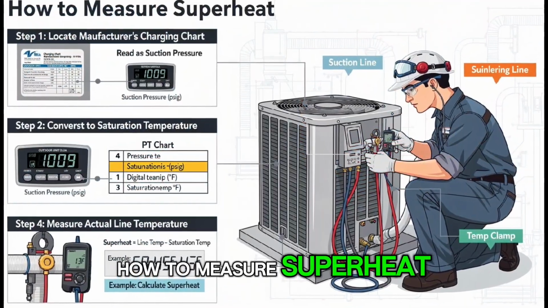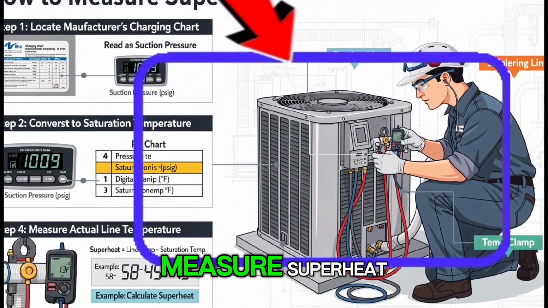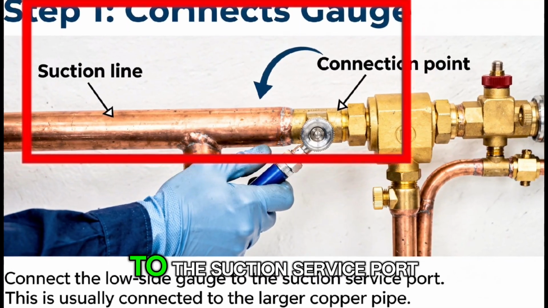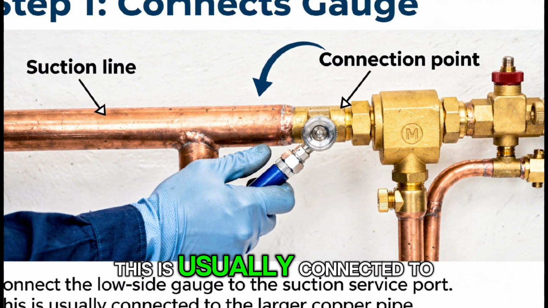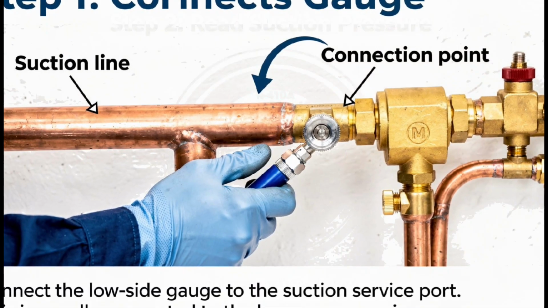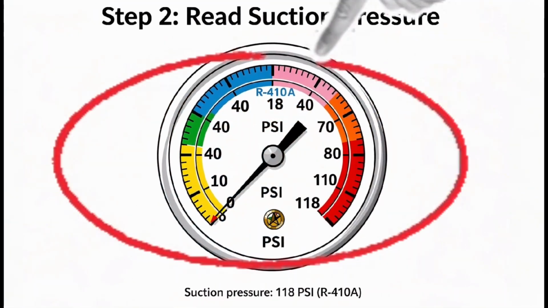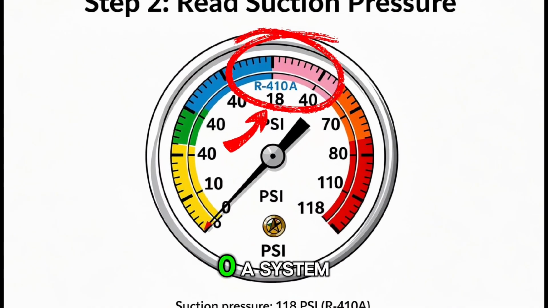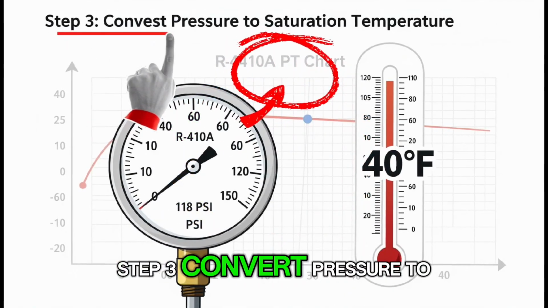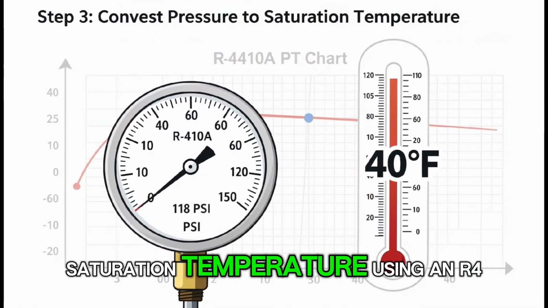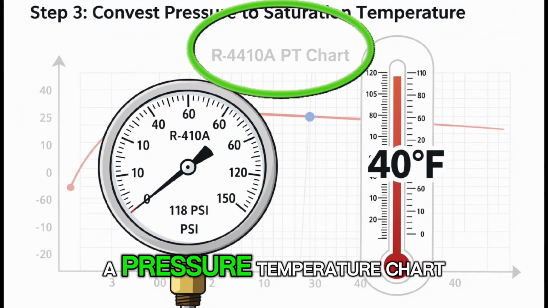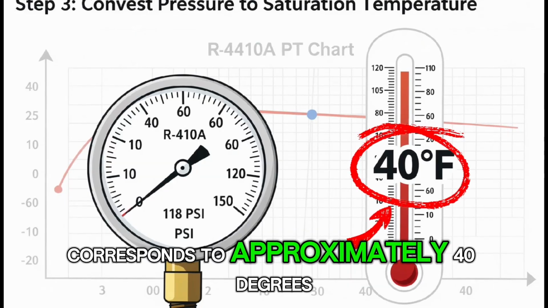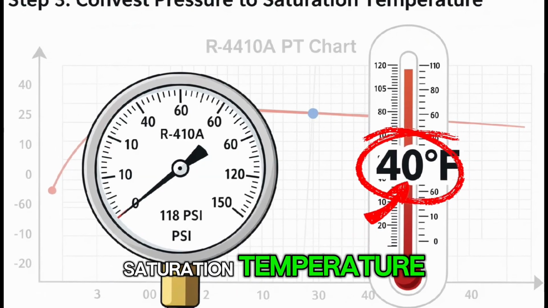How to measure superheat? Now let's learn how technicians measure superheat. Step 1. Connect gauge. Connect the low side gauge to the suction service port. This is usually connected to the larger copper pipe. Step 2. Read suction pressure. Suppose your gauge reads 118 pounds per square inch on an R410A system. Step 3. Convert pressure to saturation temperature. Using an R410A pressure temperature chart, 118 pounds per square inch corresponds to approximately 40 degrees Fahrenheit saturation temperature.